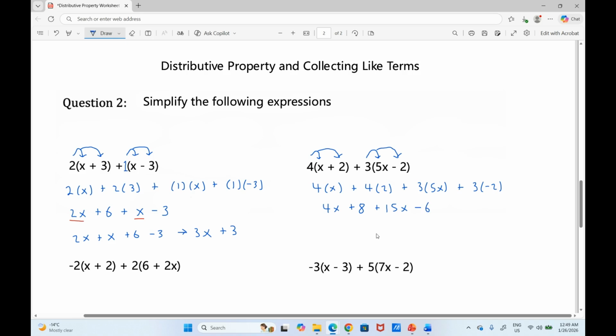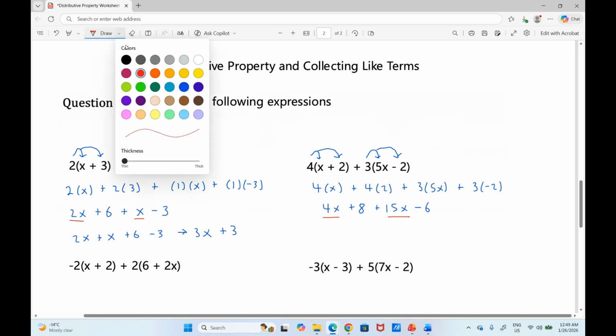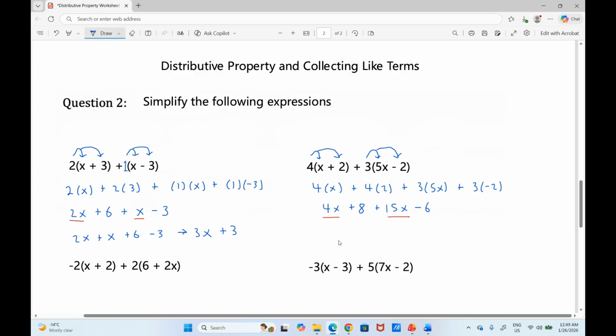Now I'm going to, once again, collect my like terms. My x's are the like terms, so I'm going to order them next to each other and then apply my adding or subtracting. So 4x plus 15x plus 8 minus 6. 4x plus 15x is 19x. 8 minus 6 is going to be 2. So my final answer is 19x plus 2.